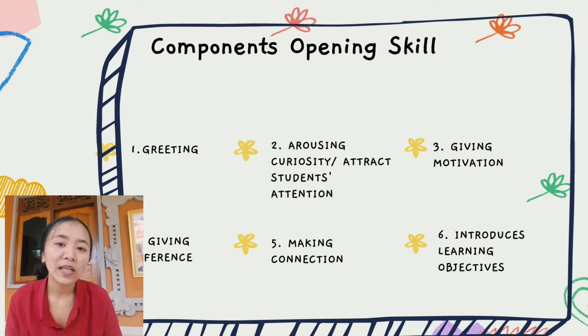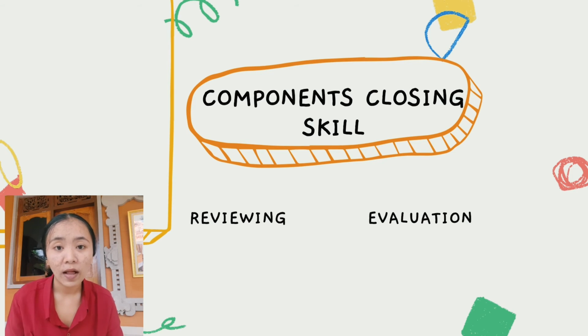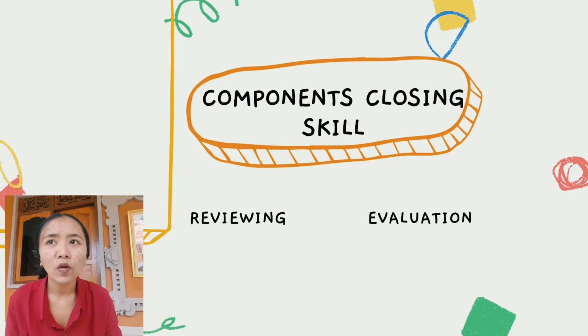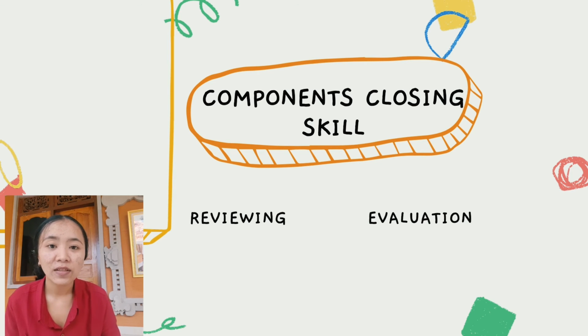So next we move to the components of closing skill. In closing skill, there are two components. The first one is reviewing and the second one is evaluation. In reviewing, the teacher reviews students' understanding of the material that was already discussed by asking them to conclude or summarize the learning material together. But a teacher can also give a question related to the material. For example, what do you know about this topic after we learned about it, or what do you understand about the topic? Okay, the next component is evaluation.